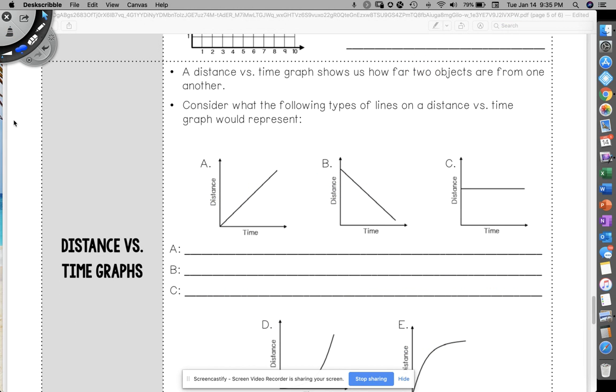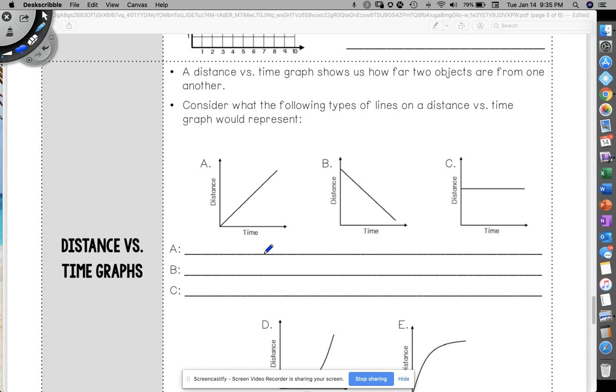So now we're going to talk about distance versus time graphs. A distance versus time graph shows us how far two objects are from one another. So consider what the following types of lines on a distance versus time graph would represent. So we're looking at graph A, B, and C, and we're going to describe them down below here.